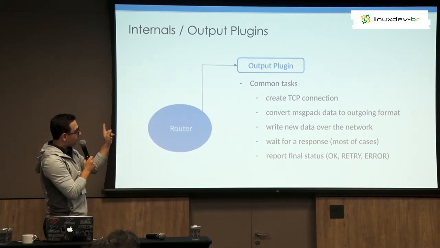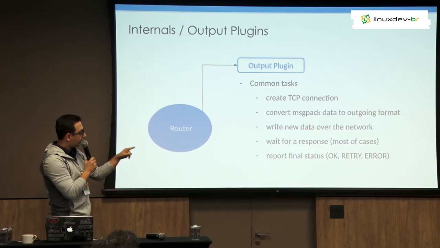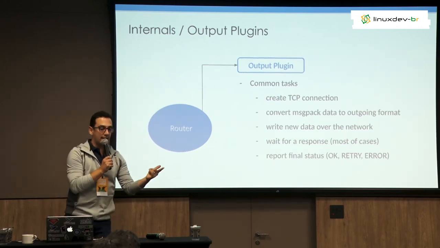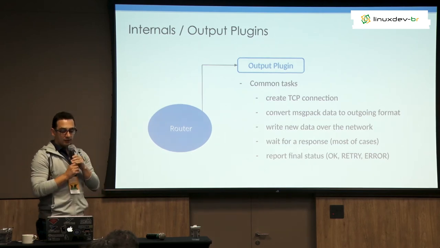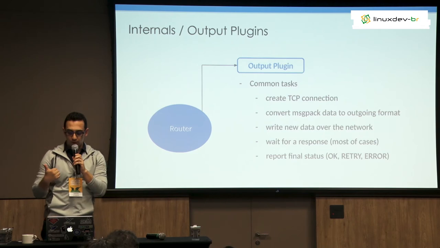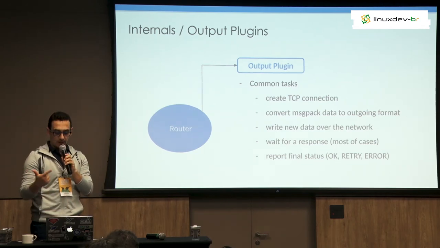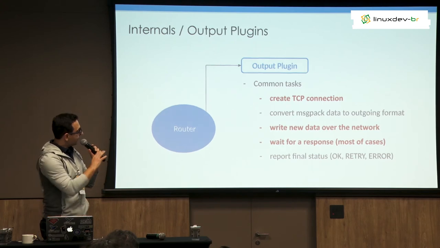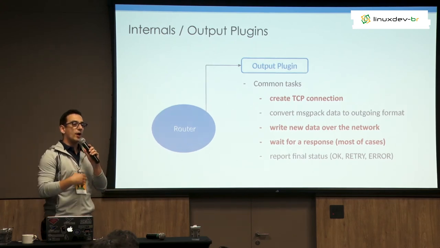Then after converting the data, I write the data over the network. Then I have to wait for a response. And then I say, I'm good, I'm OK. So if you look at this, we're going to block while waiting for the connection, blocking while writing data, and so on. So all the red letters here are where I'm wasting time.